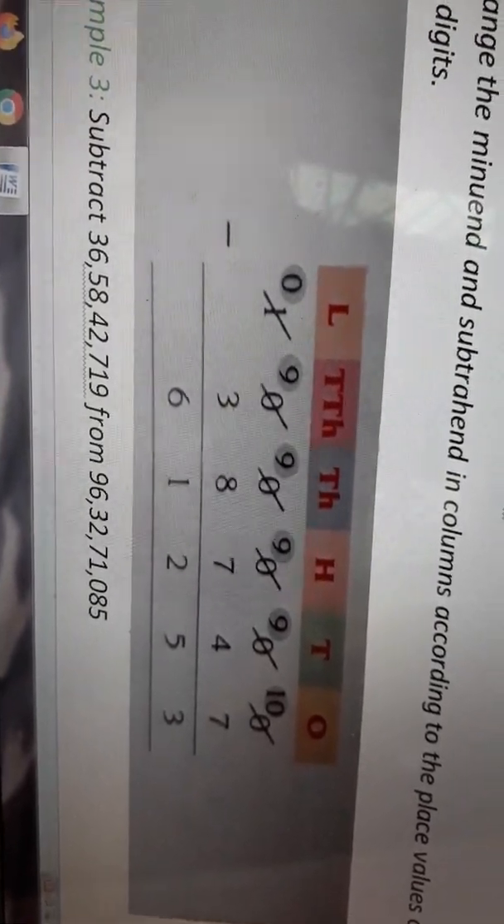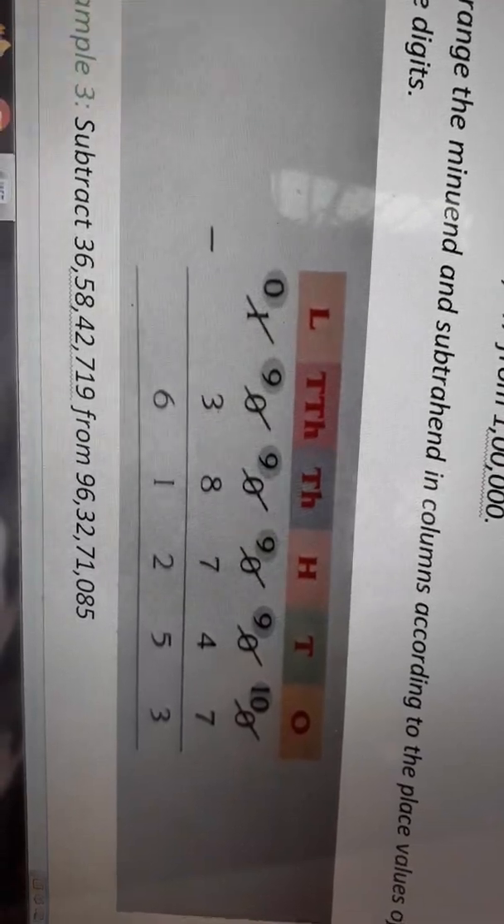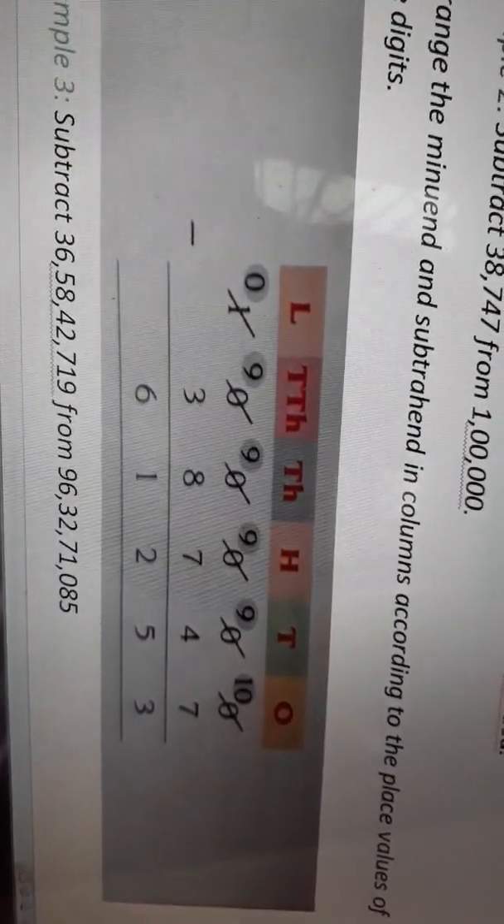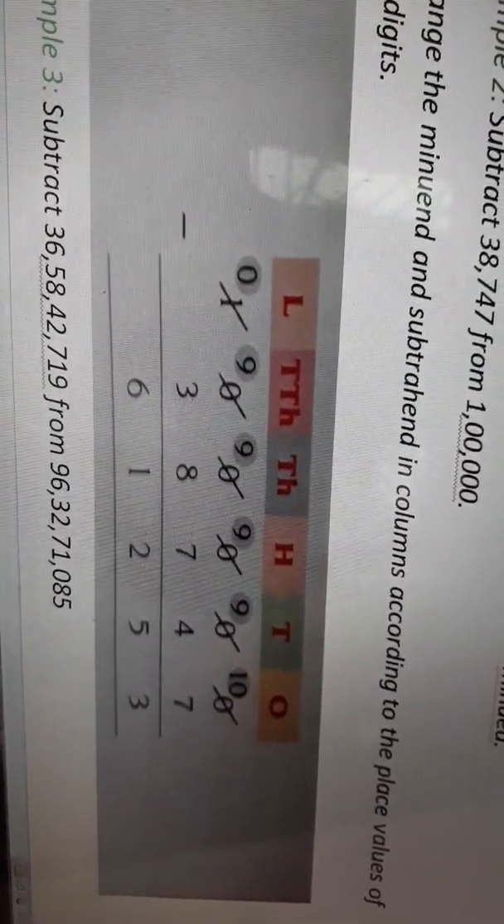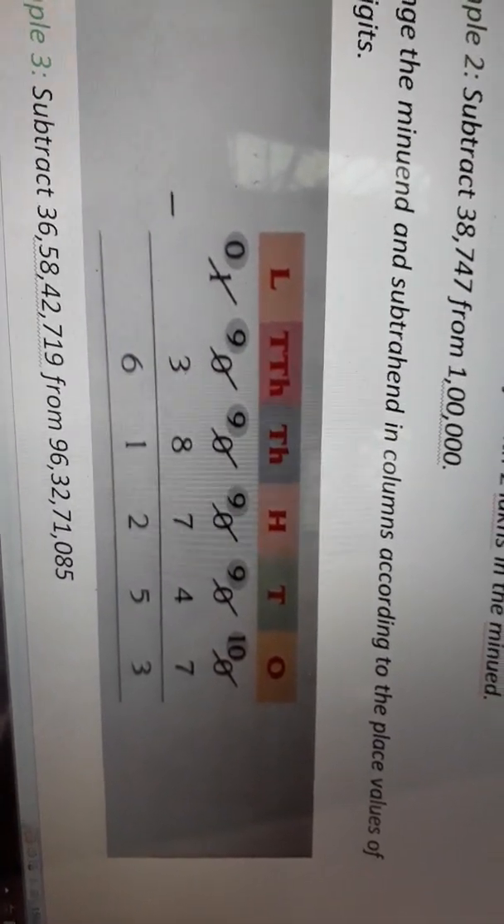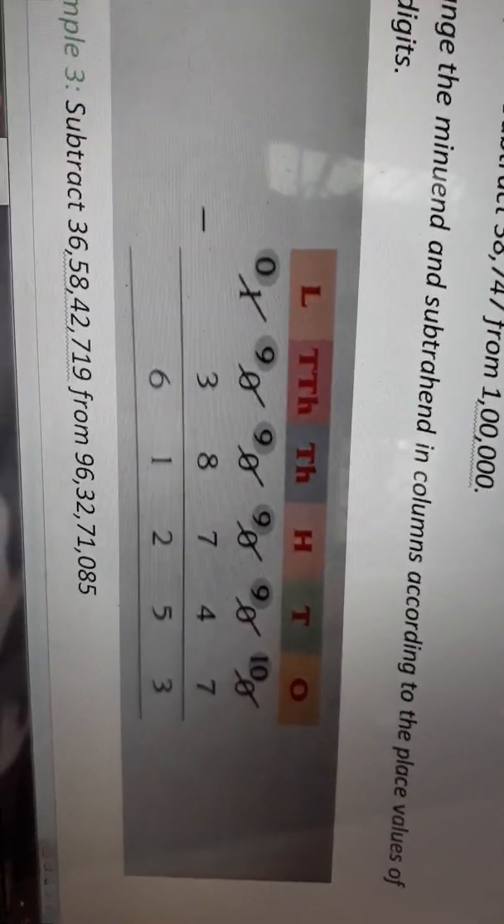See, in the ones place you start: the first number is 0 minus 7, it is not possible, so we borrow 10 from the tens place. So 10 minus 7 we can easily solve. 10 minus 7 is 3. Now it is no longer 10, so it is 9. So 9 minus 4 equals 5. Then in this same way we can solve these problems.